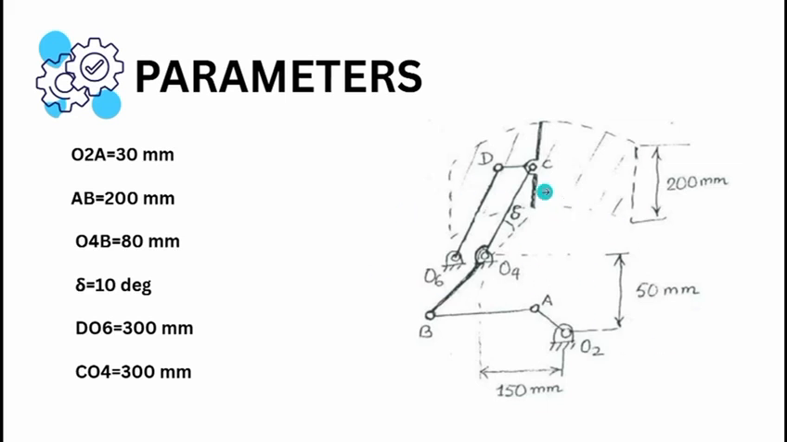So, this schematic shows the specific geometry and the link lengths we analyzed in our model. The input crank OA is 30 mm, the primary coupler AB is 200 mm, and the driver rocker OAB is 80 mm. The final wiper arm assembly links DO6 and CO4 are both 300 mm long. These dimensions define the system's kinematic performance.